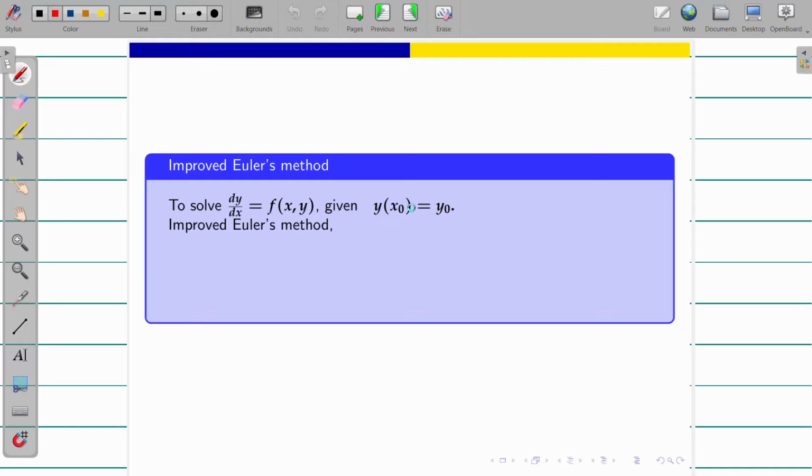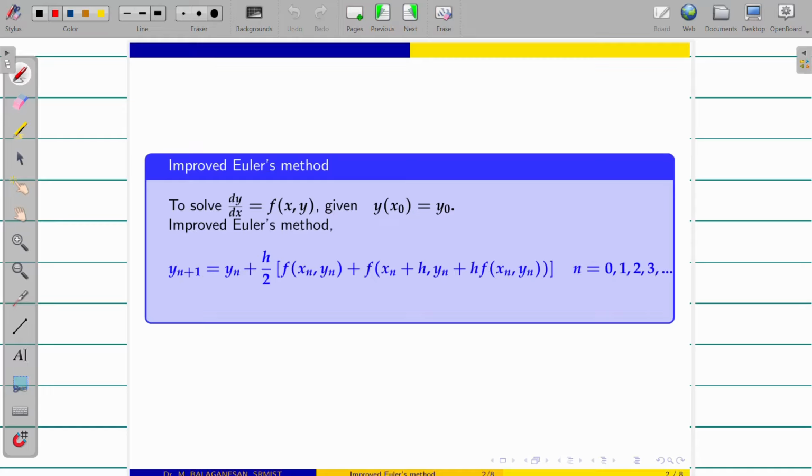The improved Euler's method is yn plus 1 is equivalent to yn plus h by 2 f of xn, guys, here you should understand the formula like that only. f of xn comma yn, plus again f of xn comma yn in the place of twice of f of xn comma yn. That way you should remember this formula, then only you won't make any mistakes.